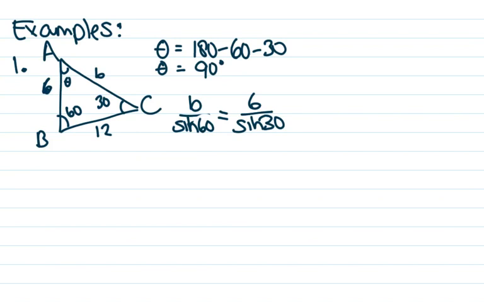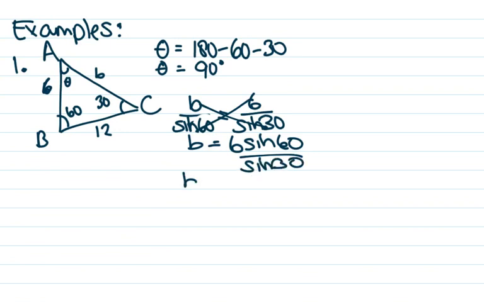So in order to do that, I can cross multiply and divide. So B equals sine 60 times 6. So I'd write that 6 sine 60, and then divide by sine 30. And you can just punch that into your calculator. Altogether, 6 sine 60 divided by sine 30, and that equals approximately 10.4. So side B equals approximately 10.4.